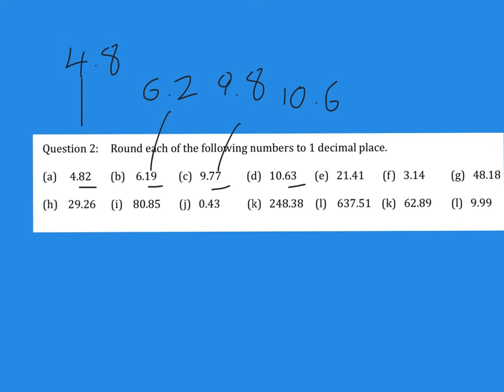And you notice that each time it's 1 decimal place. There's only 1 digit after the decimal point, for example 4.8, 6.2, 9.8, 10.6. So 21.41, to 1 decimal place, so it's 41. Is your answer going to be 21.4 or 21.5? It's going to be 21.4 because that 1 is less than 5, so you round down. 3.14, so focus on this 14. Is it going to be 3.1 or 3.2? It's going to be 3.2.